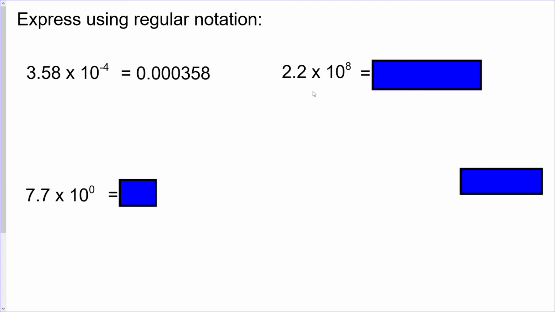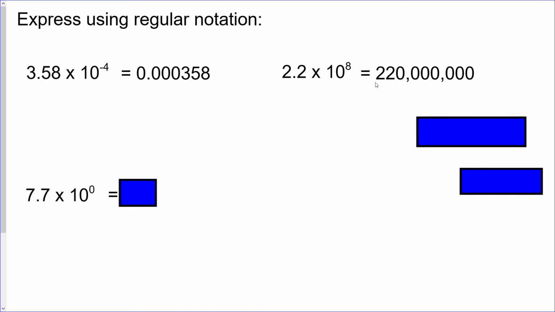2.2 times 10 to the 8 means we're moving that decimal place 8 spots. I should have picked a smaller number, but I didn't. So I'm sure you all got it though. So 1, 2, 3, 4, 5, 6, 7, 8. We'll get there. So 220 million. So just to double check, if we start the decimal place here, 1, 2, 3, 4, 5, 6, 7, 8, that would get us to 2.2. That's exactly what we have. Thumbs up for Mr. Shirley getting the right answer, and to all of you who did as well.